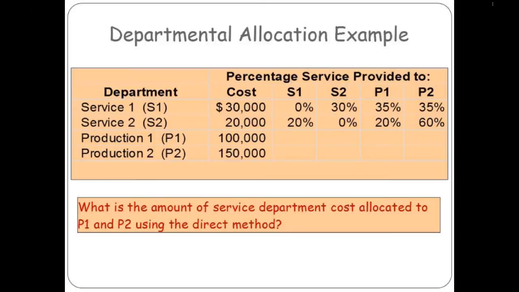So 25% would go to Production Department 1, and that leaves 75% going to Production Department 2. So in the direct method, you need to step it up. You'd say that Production Department 1 would be getting half of this 30,000 or 15,000 based upon 50-50, and they'd be getting 25% of this 20,000 or 5,000, and Production Department 2 would get the rest.